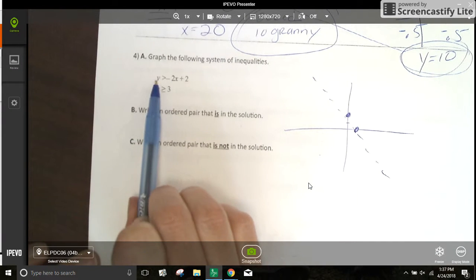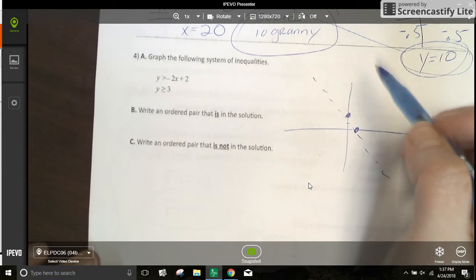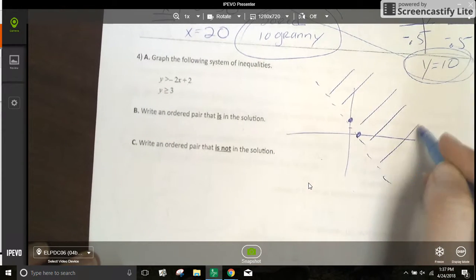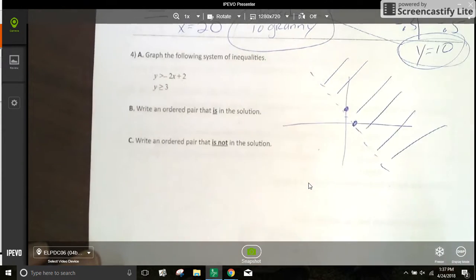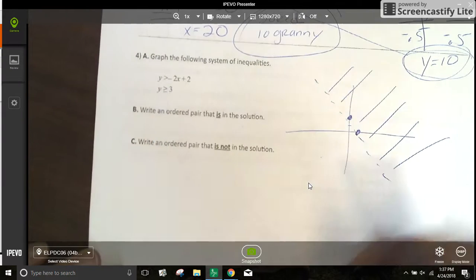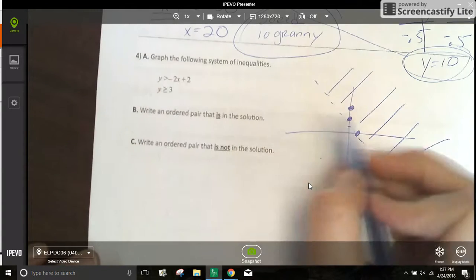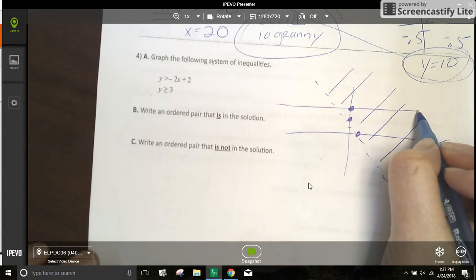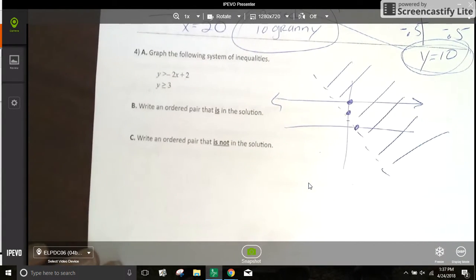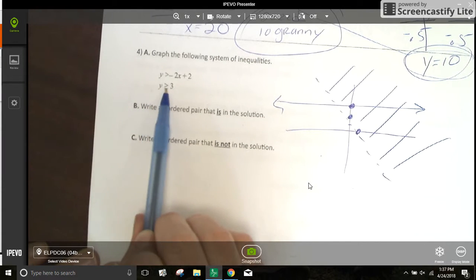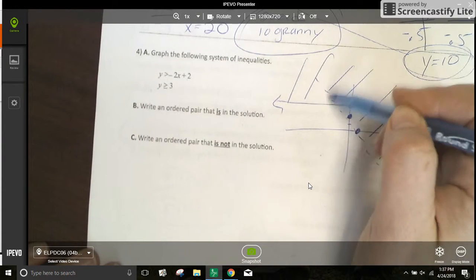And then it's y is greater than, so I'm going to shade above. That one's shaded up here. Then I'm going to graph this line. My y-intercept is 3, it's up here, and my slope is 0. So that means it's a horizontal line. And they say y is greater than, so I'm also going to shade above.